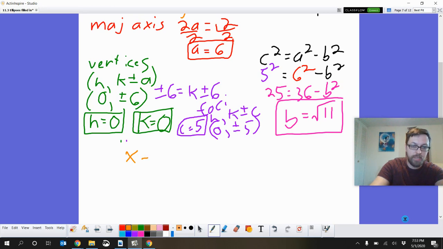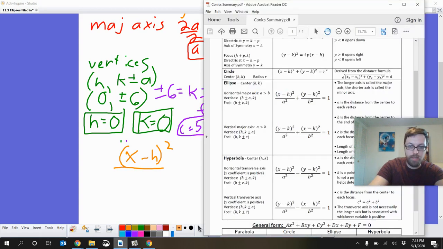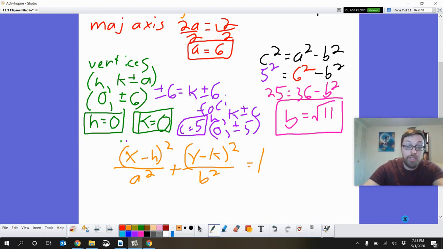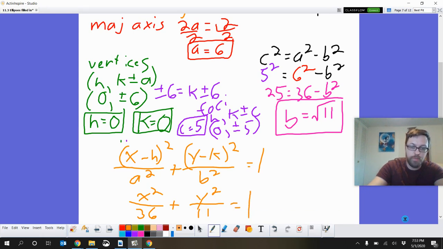So we got x minus h squared over a squared plus y minus k squared over b squared, which equals 1. So our h and k are zeros, so just x squared and y squared, boring. And then our a squared is 6 squared, which is 36. And our y squared is going to be over b squared. So if we square the square root of 11, we get 11. That equals 1. Done. Now that's standard form.